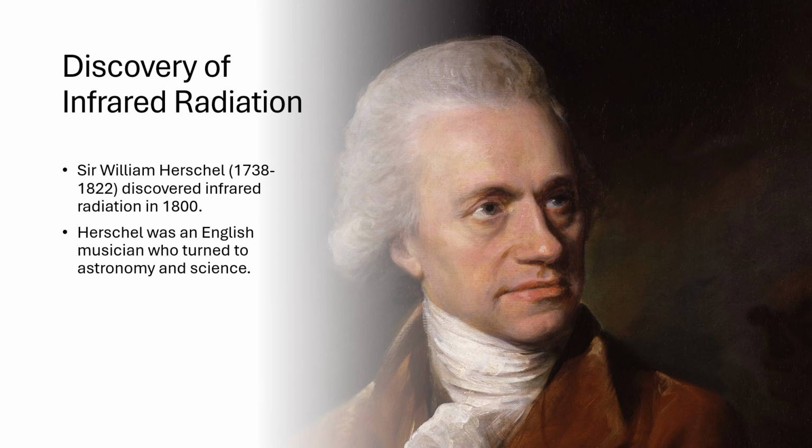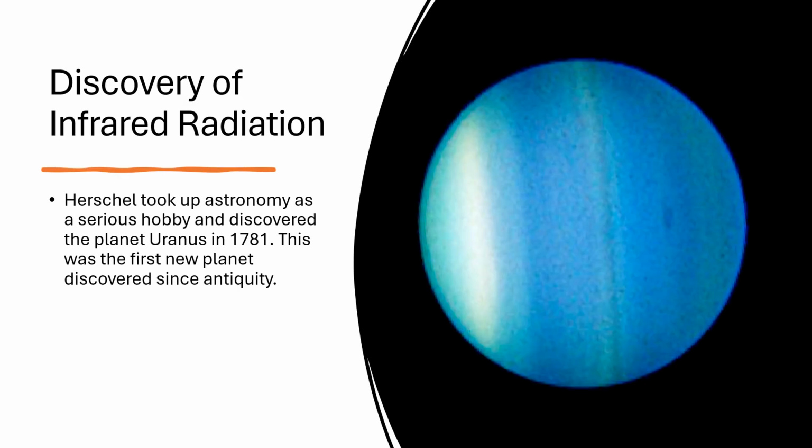IR was discovered by William Herschel in 1800. He was an English musician who turned to astronomy, and his claim to fame was in 1781, through systematic observations, he discovered the planet Uranus, which was quite a find because that was the first planet discovered since the dawn of time. It was a new planet that people didn't even know existed up until 1781.